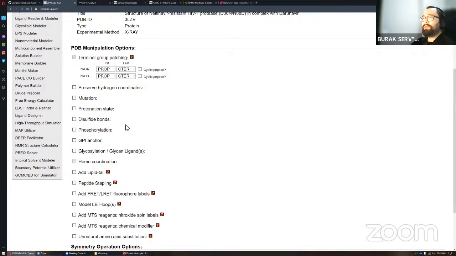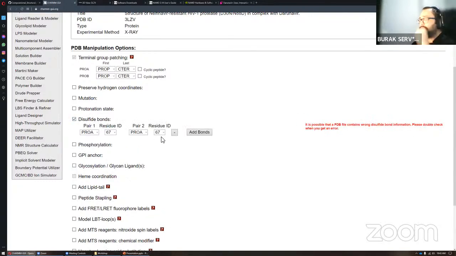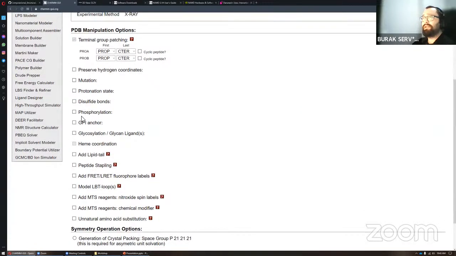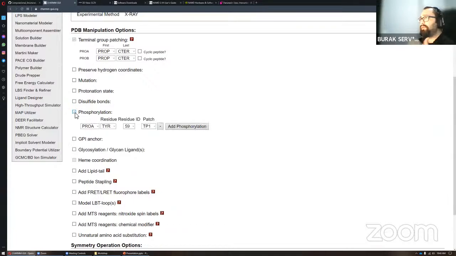Now this is the disulfide bond part. If your structure has any disulfide bonds, actually CHARMM-GUI will find them automatically and select them, but sometimes it cannot find them, but you can select from there directly and it will add the disulfide bonds to your structure. And the next one, again, we will not use this one. Phosphorylation. So if you need any phosphorylation for your structure, again, you can select any residue on your chains like that, and you can add phosphorylation and more.